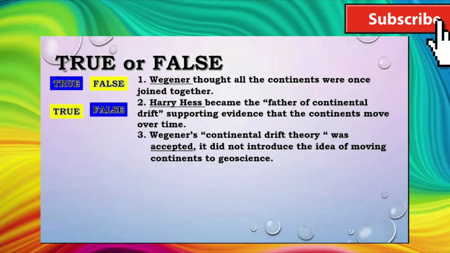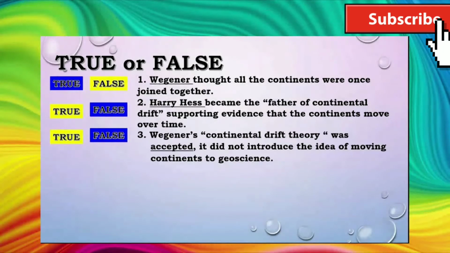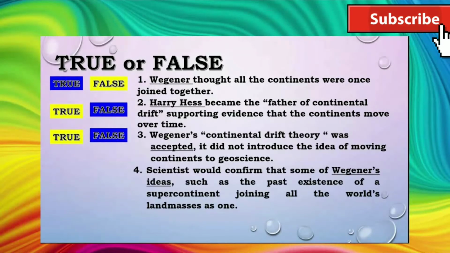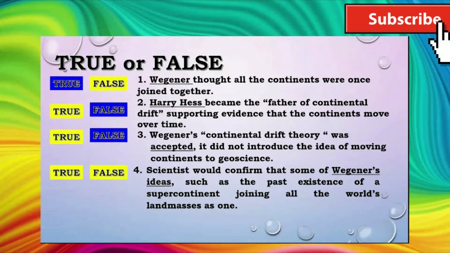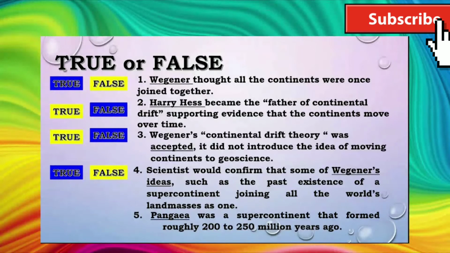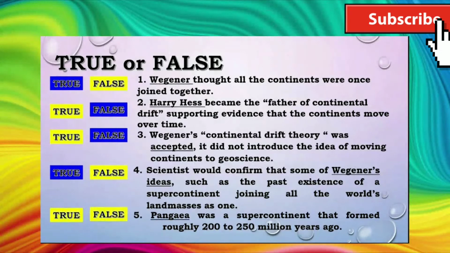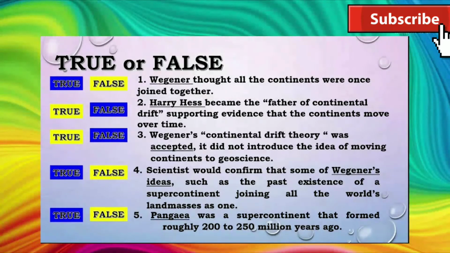Number 3. Wegener's continental drift theory was accepted. It did not introduce the idea of moving continents to geoscience. Is this true or false? Yes, the answer is false. It must be discarded. Number 4. Scientists would confirm that some of Wegener's ideas, such as the past existence of a supercontinent joining all the world's land masses as one. Is this true or false? Yes, the answer is true. Number 5. Pangaea was a supercontinent that formed roughly 200 to 250 million years ago. Is this true or false? Yes, you're right. The answer is true.